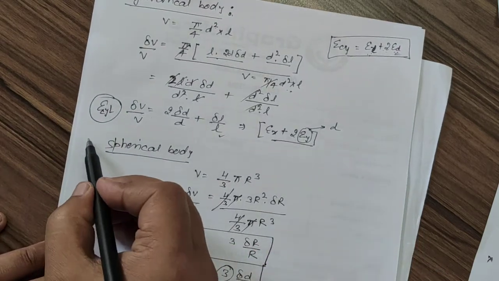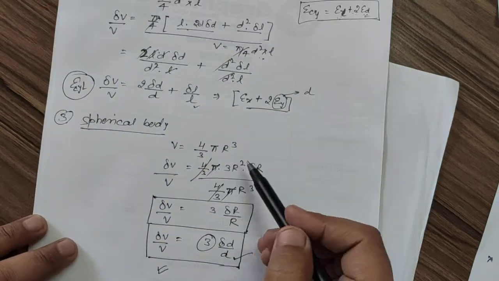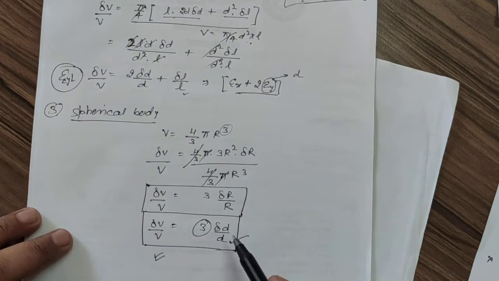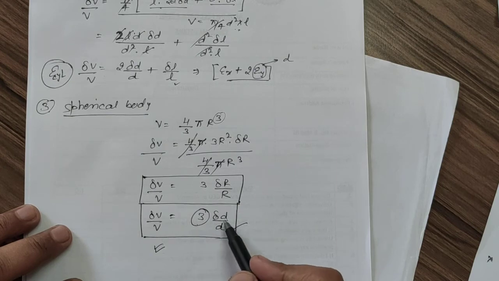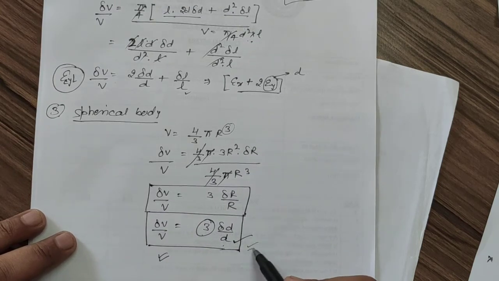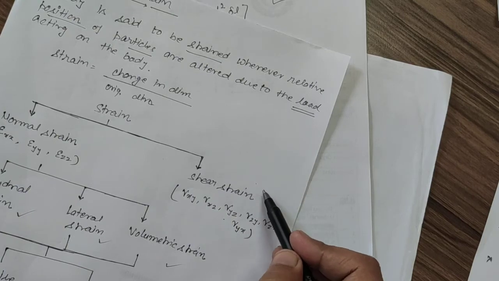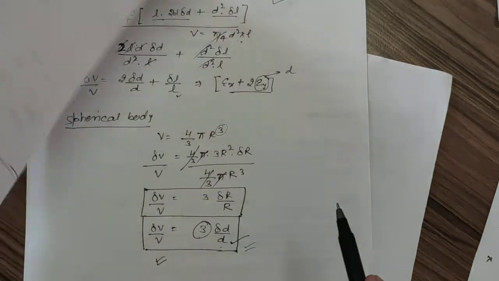And the third one is the spherical body, and in case of a spherical body here we have the cube. So finally we have 3 times the strain in the diameter direction. So we can calculate these three values. The rest part is the shear strain, which we will discuss in the next lecture. Okay, then thank you.